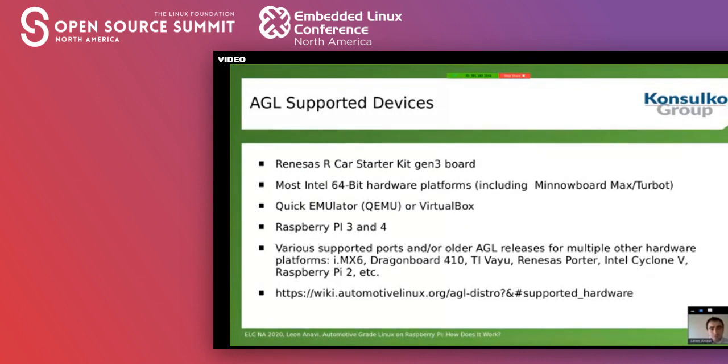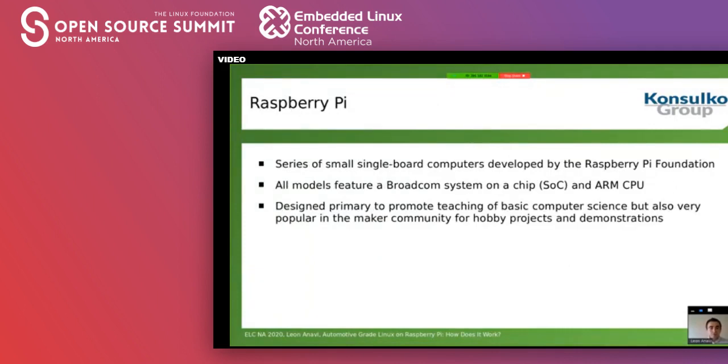Raspberry Pi is part of the community supported boards. Both Raspberry Pi 3 and 4 are supported by the latest versions of AGL. There are a bunch of other devices that are supported by AGL, including older versions of Raspberry Pi. Raspberry Pi 2 was the first Raspberry Pi model supported by AGL. However, due to its limited hardware capabilities, in later AGL releases we stopped supporting Raspberry Pi 2. Visit this link in the wiki to learn more about the supported devices and the particular releases of AGL in which they are supported.